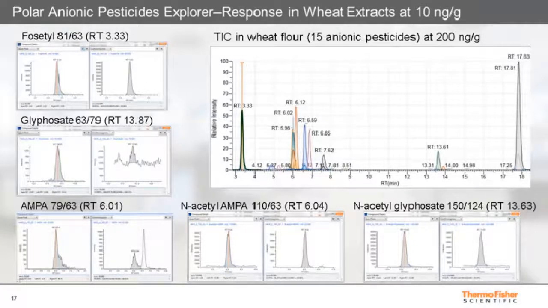The insets show the extracted ion chromatograms for the quantification and qualifier ions for each individual compound at 0.01 milligram per kilogram or 10 ppb in wheat flour. Just note the excellent response and peak shape for N-acetyl glyphosate, a compound which is difficult by HILIC separations and subsequently sometimes missing from literature publications.